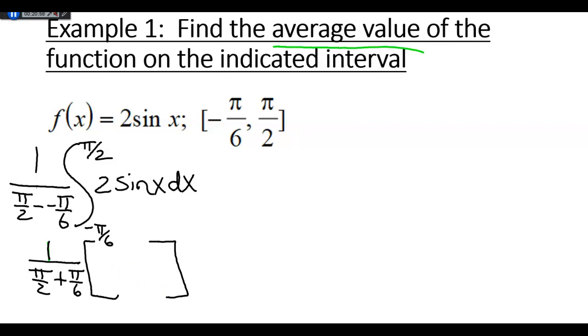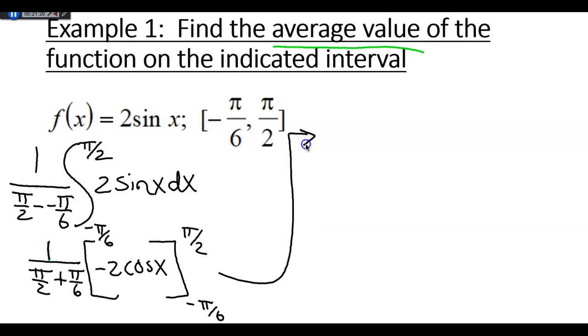So what is the integral of 2 sine x? Good, but there's a 2, right? So it's negative 2 cosine x, because the integral of sine is negative cosine. And since there's a 2, it's negative 2 cosine x, right? So don't skip out on that. Don't forget to do your integration, for goodness sake. Okay, so the next thing that we're going to do is we're going to apply the fundamental theorem of calculus here.